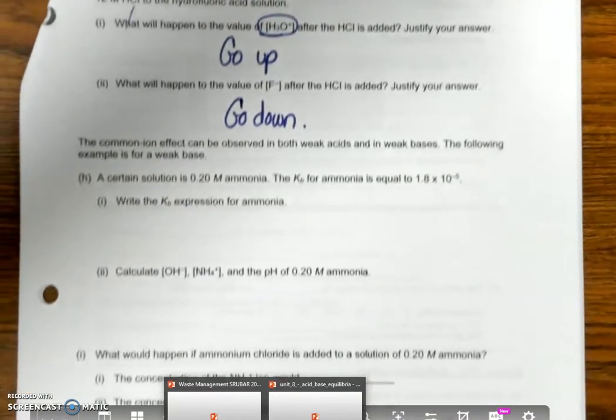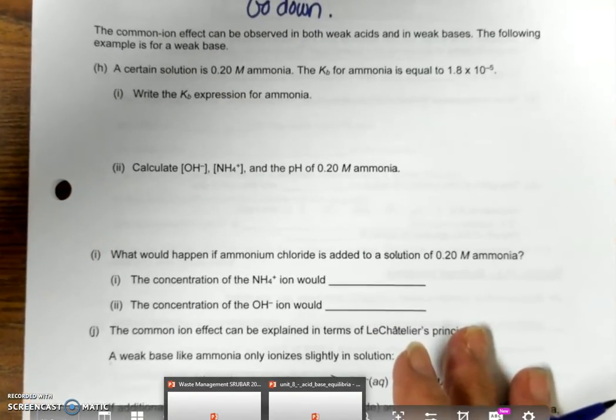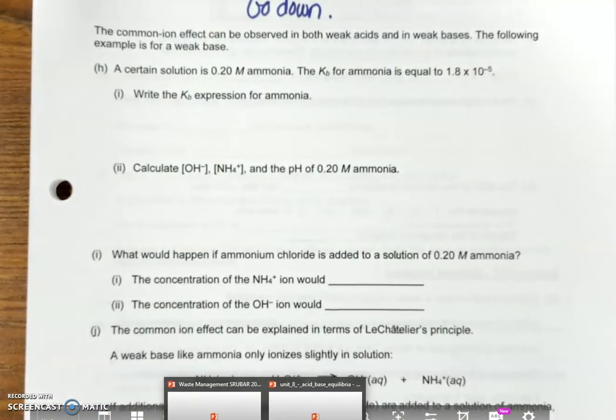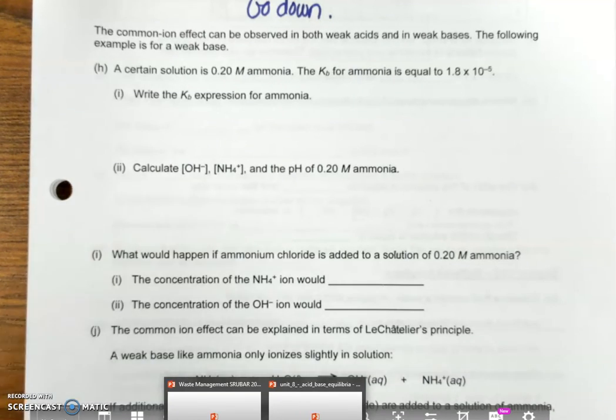This can happen with bases as well. So let's look at the actual problem with a base. Actually, you know what, I think I'm going to stop there, and I'm going to make a separate video on the base.